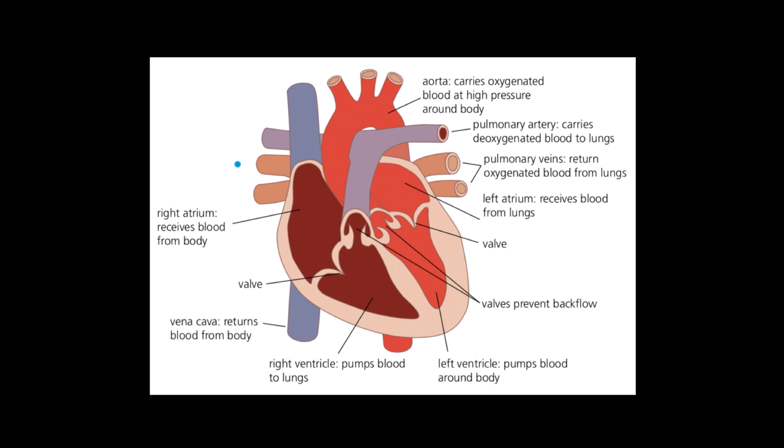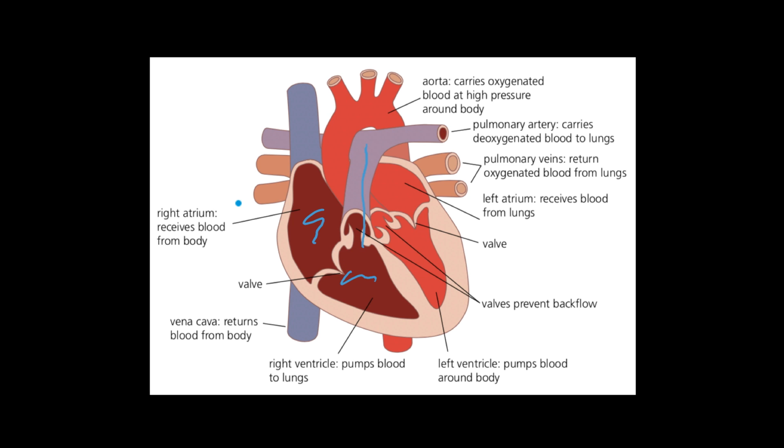So the pulmonary vein brings blood into the left atrium. That pumps into the left ventricle, okay? And then that pumps via the aorta, which is this one, to the rest of the body. Okay, so it comes into the right atrium. So deoxygenated blood, let's just rub this out. Deoxygenated comes into the right atrium, pumped to the right ventricle, then pumped to the lungs.